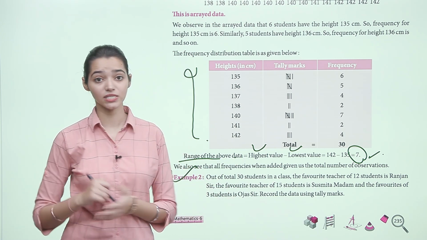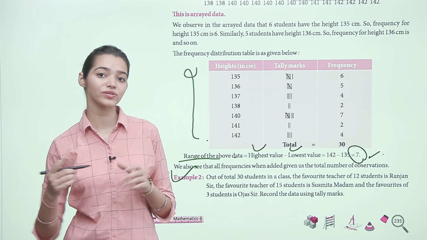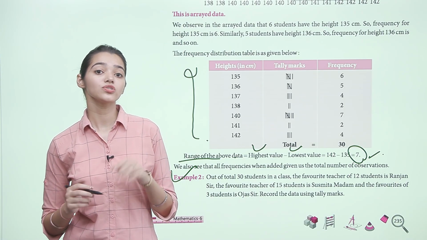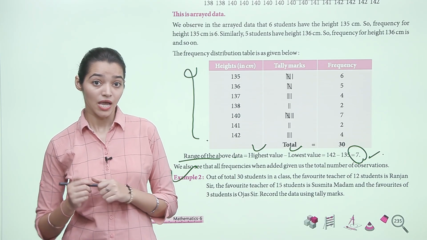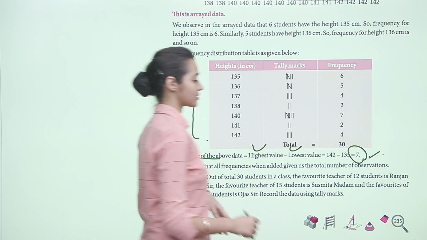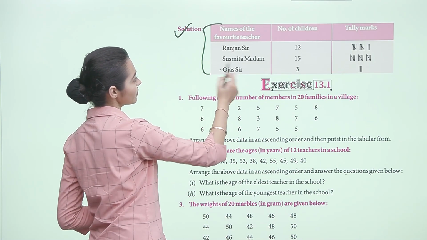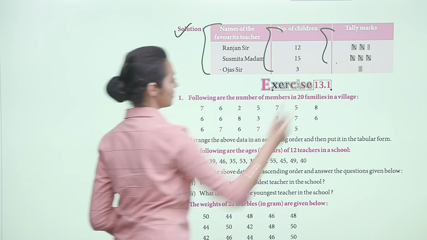Now in example number 2, out of a total of 30 students in a class, the favorite teacher of 12 students is Ranjan sir, the favorite teacher of 15 students is Sushmita madam, and the favorite teacher of 3 students is Ojas sir. We have to record the data using tally marks. So here is our favorite teacher, number of children and their tally marks.